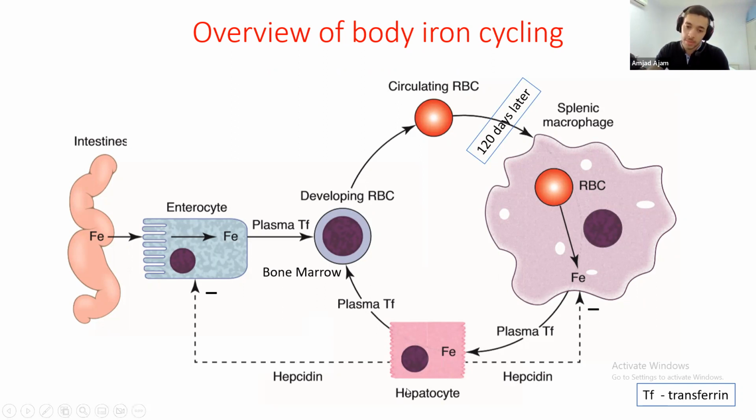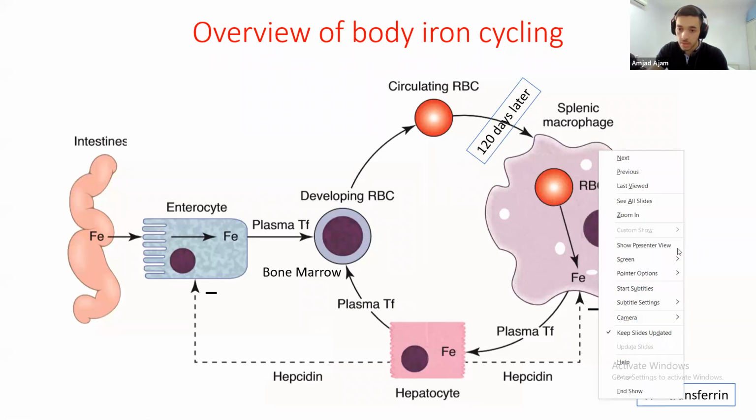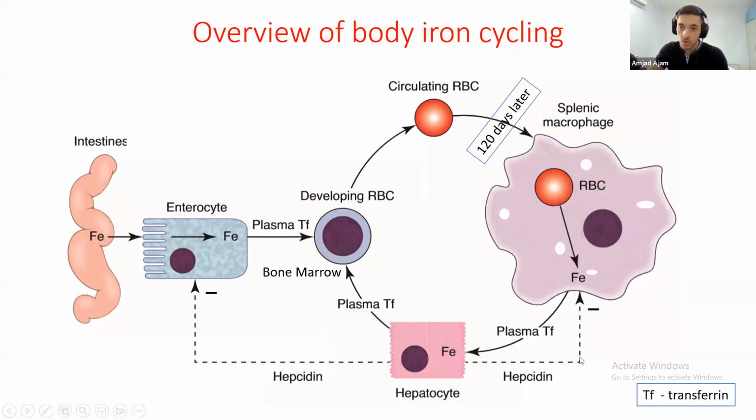Hepcidin, once released by the hepatocyte, will go to the macrophage and inhibit the release of iron, and also it will go to the enterocyte to decrease the absorption of iron from the enterocytes. So basically hepcidin senses the amount of iron in our body, and accordingly, if we have excess iron, it will go and inhibit the release of iron from the macrophage, or the iron absorption from the enterocytes. So this is basically the function of hepcidin.